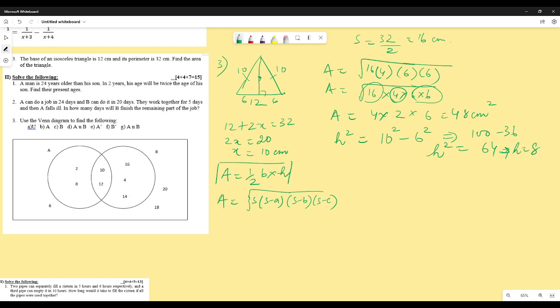So h square equals 64, which implies that h equals 8. So you can use this formula over here to find out half into base, which is what? 12. Remember, we are using 12 over here because we are finding the area for the entire triangle. So half into 12 into 8. So you get that, and from this formula also you arrive at 48 square centimeters. So this will be the solution for this question.